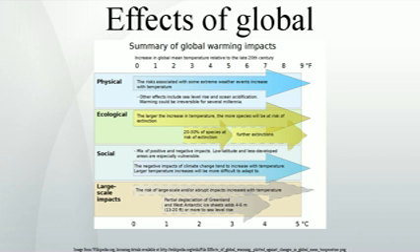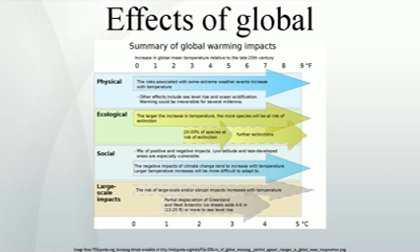Effects of global warming. The effects of global warming are the ecological and social changes caused by human emissions of greenhouse gases. There is a scientific consensus that climate change is occurring, and that human activities are the primary driver.